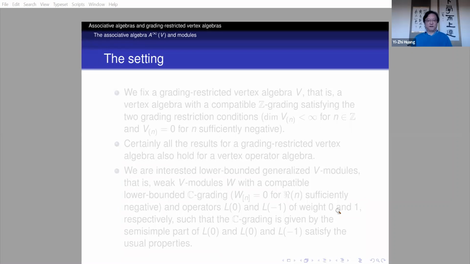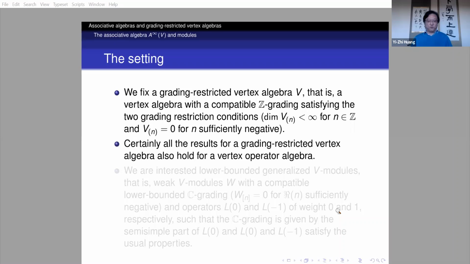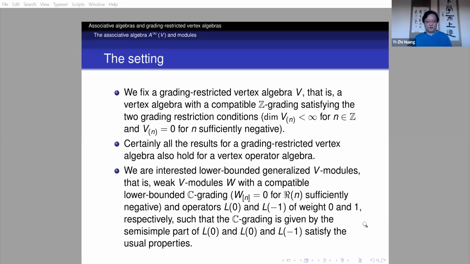So here's the setting. The setting is that we fix a grading restricted vertex algebra. So here, you can just think of a vertex operator algebra without the conformal element. They satisfy all the conditions except that there's no conformal element. So whatever I have will be true for vertex operator algebras. The construction of this algebra is related to the kind of module category you actually work with.